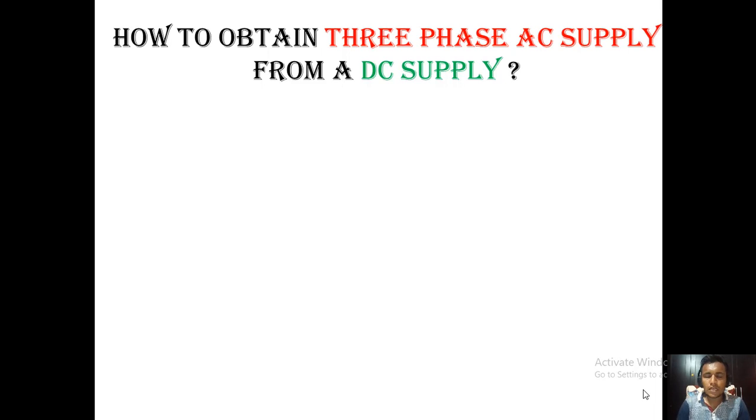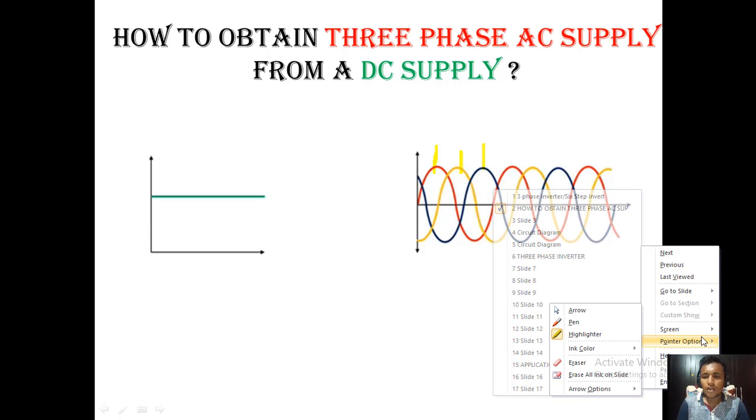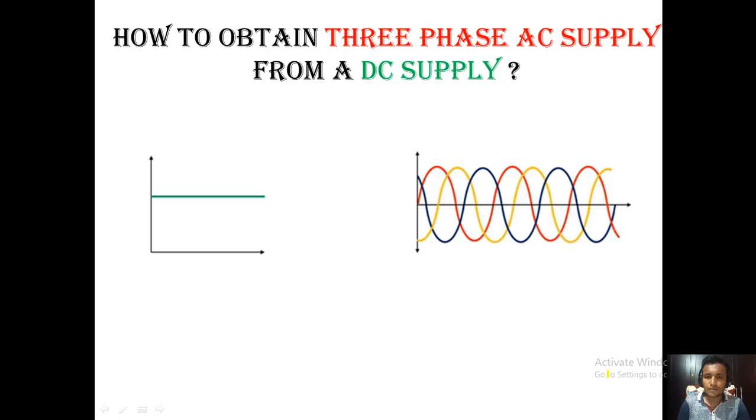Today the question of the day is how to obtain a three-phase AC supply from a DC supply. We already know that the DC supply waveform is like this, and we have to convert this DC supply into a three-phase sinusoidal AC supply. That is the waveform for a three-phase AC supply, having three phases, that is R phase, Y phase and B phase. These three phases have a 120-degree phase shift with each other. That is a three-phase sinusoidal AC supply.